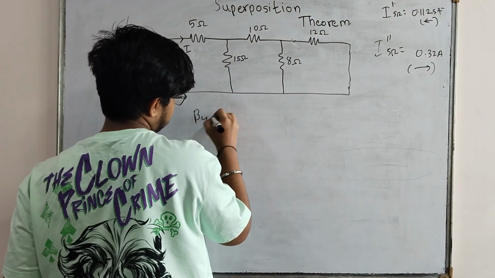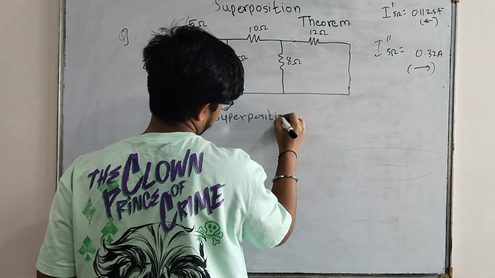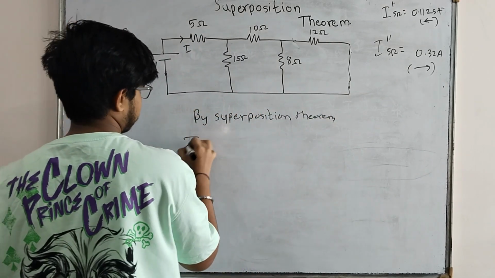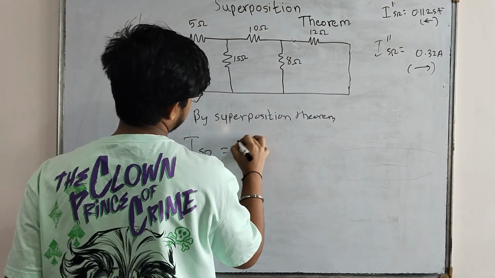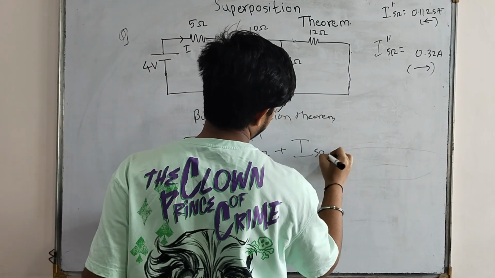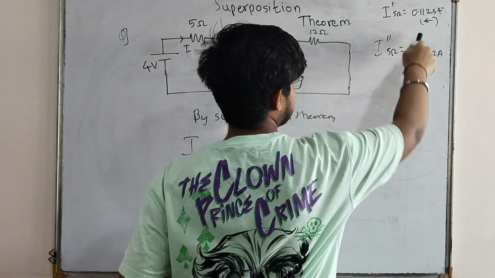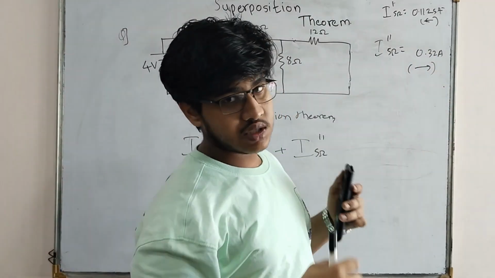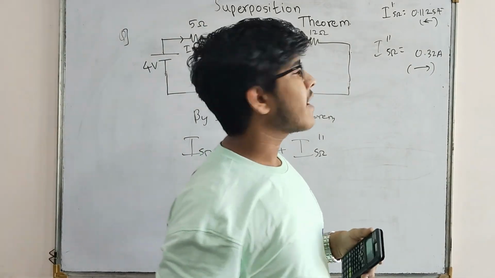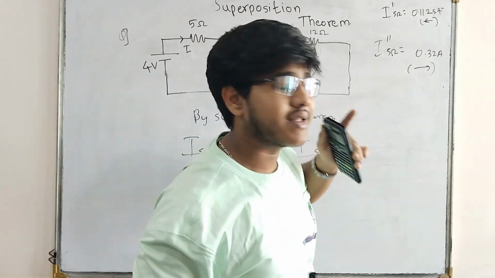So by superposition theorem, I through 5 ohm will be equal to algebraic sum of I through 5 ohm in case 1 plus algebraic sum of 5 ohm in case 2. So as we can see, the directions are opposite, so eventually they will get subtracted, and the final direction will be of that whose magnitude will be high. So this magnitude is quite high, so we will take this as our final direction.